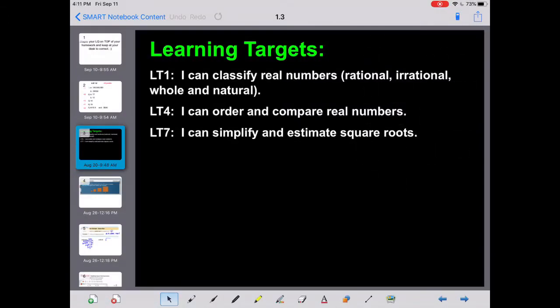Chapter 1, Section 3 is about real numbers and the number line. By the end of this lesson, you should be able to classify real numbers as rational, irrational, whole, and natural. You should be able to order and compare these real numbers, and you should be able to simplify and estimate square roots.